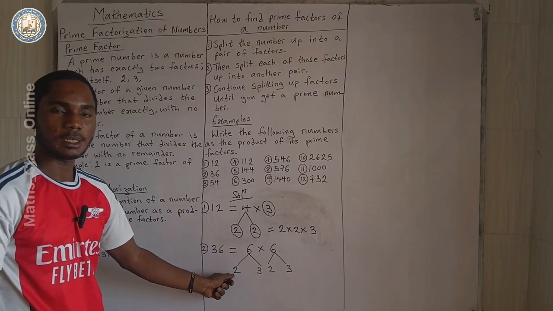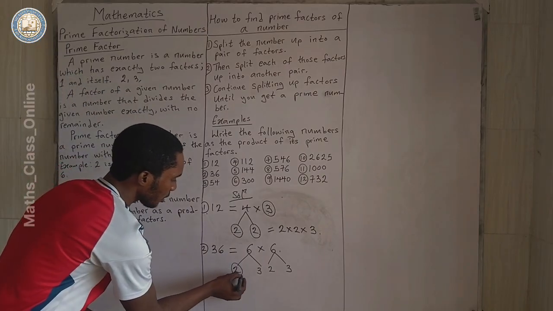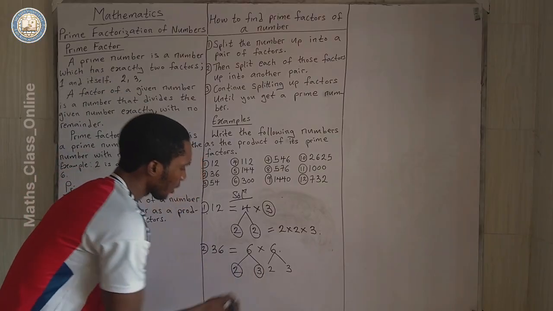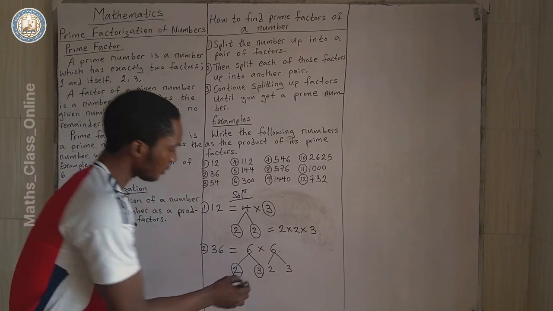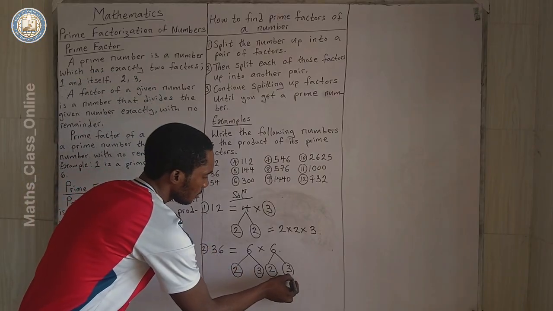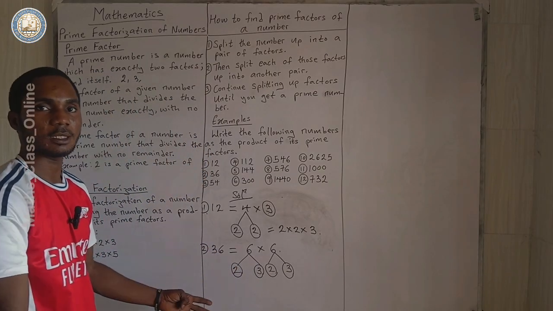Is 2 a prime number? Yes. Anytime you have a prime number, circle it. Is 3 a prime number? Yes. Is 2 a prime number? Yes. Is 3 a prime number? Yes. That means we are not going to split further.